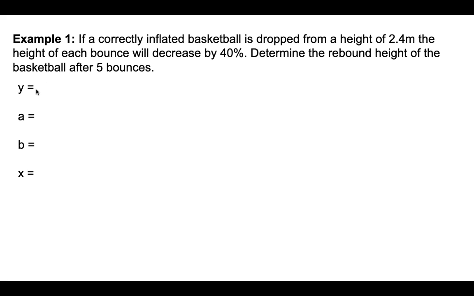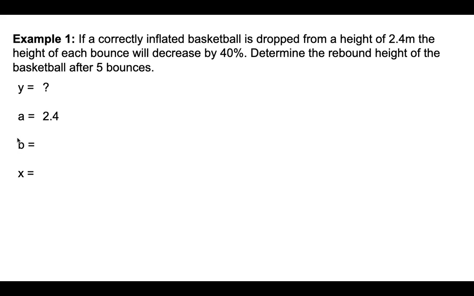So remember, y is going to be our final amount or final value. Well, we're determining the final value, right? So we're just going to put a question mark there. A is the initial amount. Well, it's starting from a height of 2.4 meters. So A is going to be 2.4.